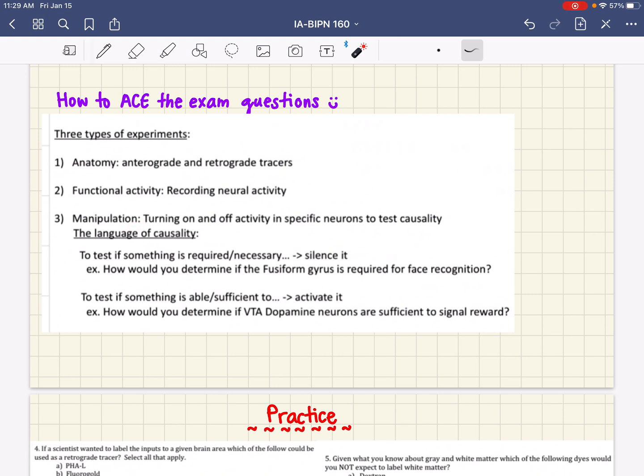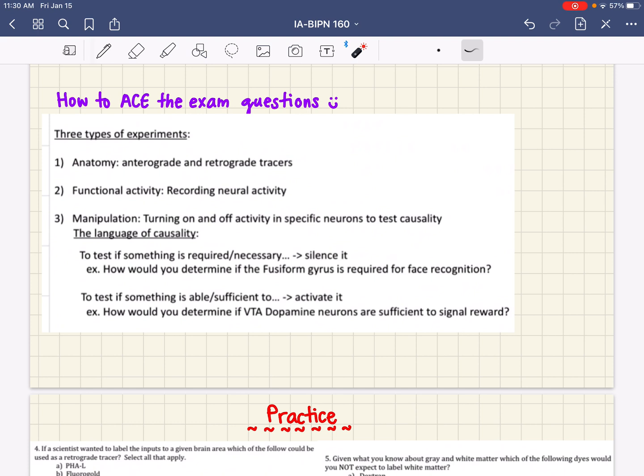And manipulation, think of it as turning on and off different brain areas to test causality, as in cause and effect, right? If I silence this brain area, what will happen? If I activate this brain area, what will happen? An important thing that will serve you well in this class is this.